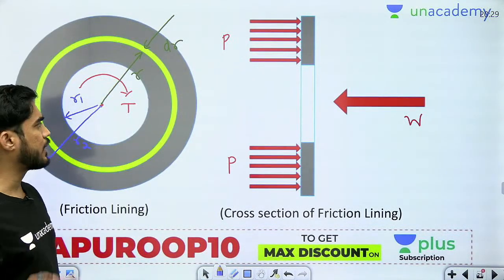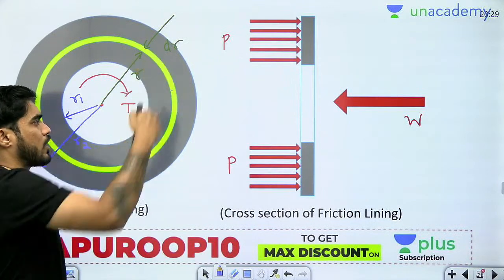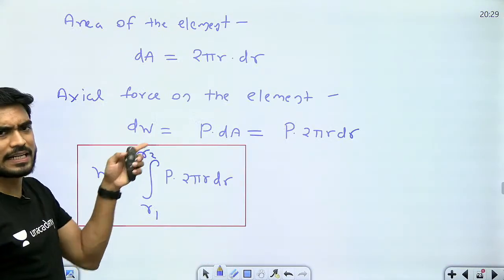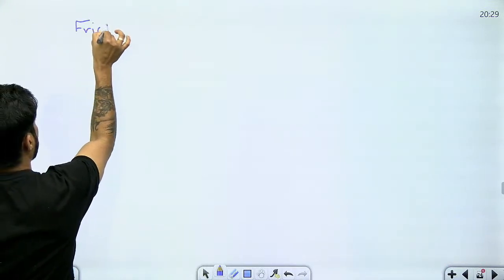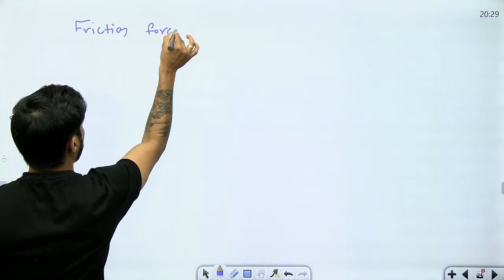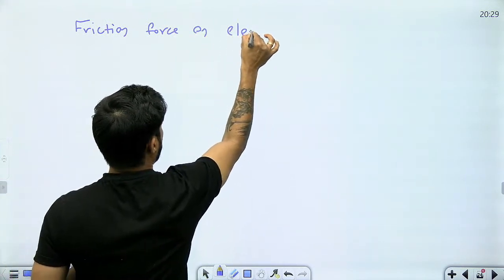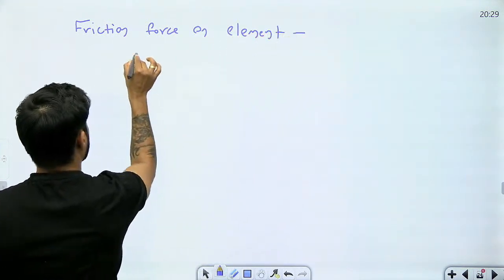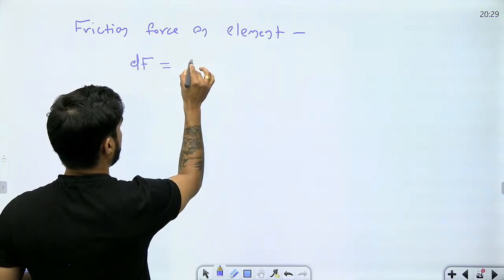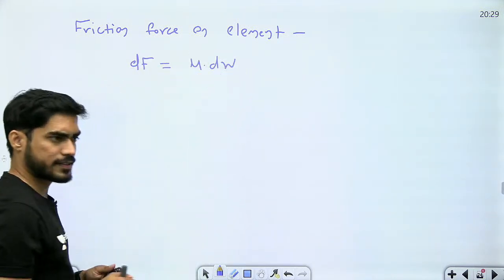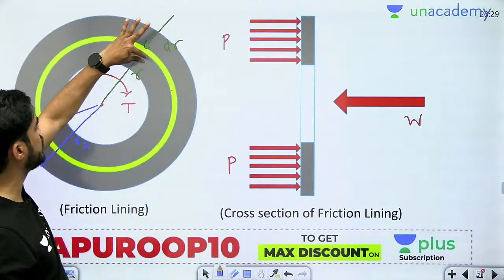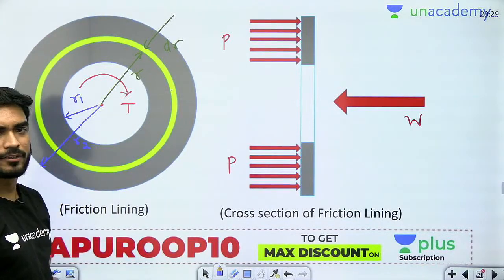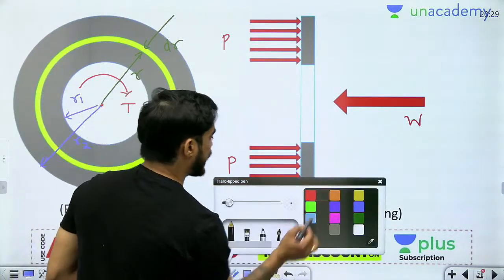Okay, so what is the normal force on this element? इस element पे normal force कितना लग रहा है? This is the normal force, dW. dW is the normal force on element. So what will be the friction force on element? Friction force on element, dF, will be mu into normal force, right? This dW is the normal force on this very small element. So friction force will be mu into dW. Now that friction force is acting like this.